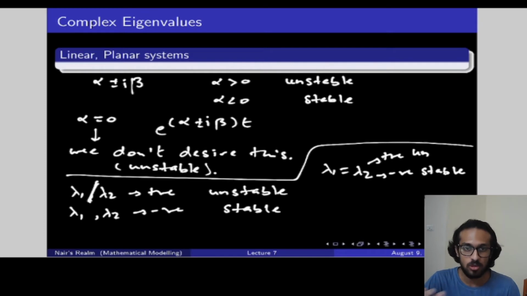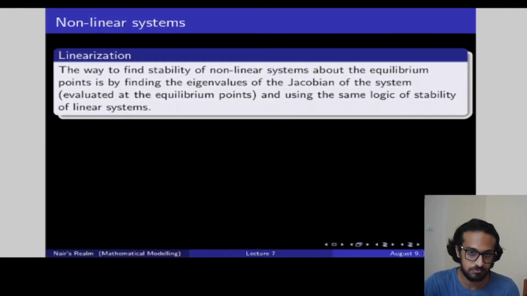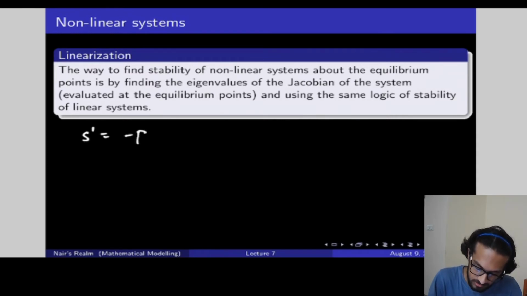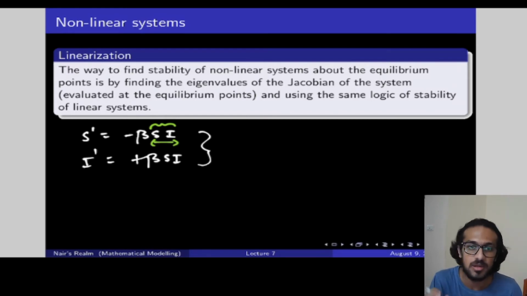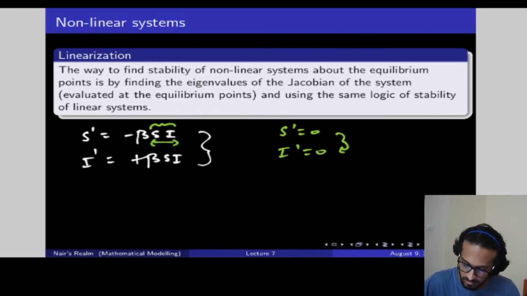So now that I've gone through a brief overview and discussed the complex eigenvalues case, we can move to nonlinear systems. Now the SI model which we discussed, which was S dash equal to minus beta SI and I dash equal to plus beta SI, is a nonlinear system because of the product of the S and I term. This S into I term makes the system nonlinear. So how do we discuss the stability of nonlinear systems? We already know to find equilibrium points, you simply equate S dash equal to 0, I dash equal to 0, you solve them simultaneously and you get some equilibrium point.